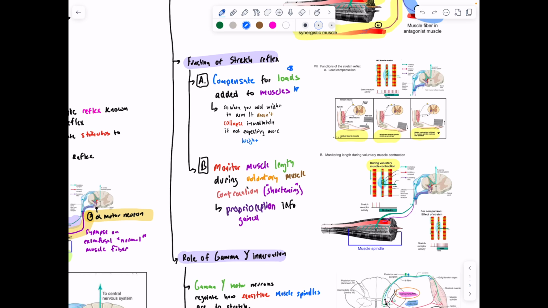So we want to be able to compensate for extra weight added to muscles, and you don't want to have to say, hey, you added extra weight, I'm going to go ahead and move my arm slightly.